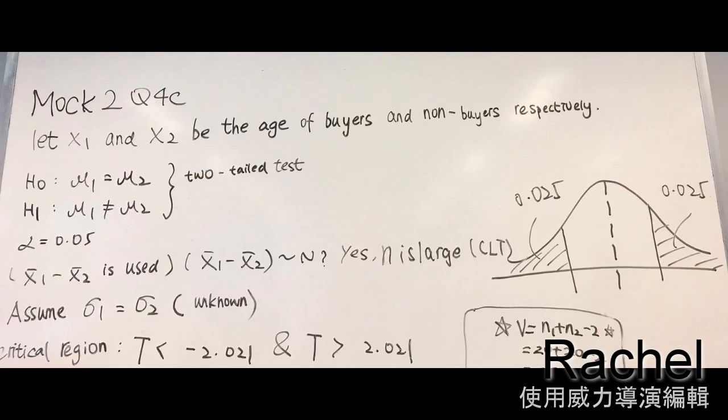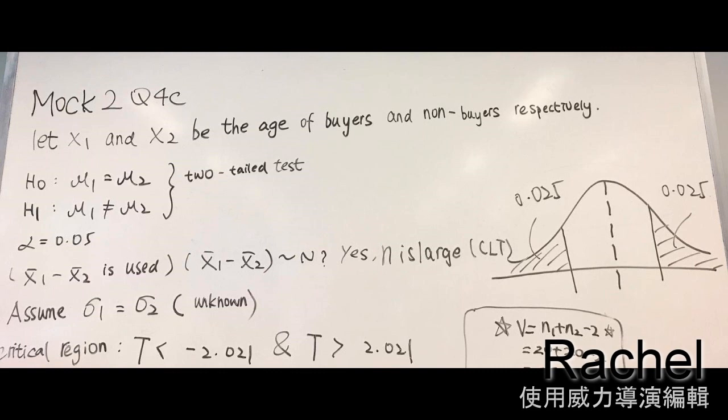I am Lo Wai Cheng Rachel. Today I will talk about question 4C in Mod 2. Firstly, we will let X1 and X2 be the age of biased and non-biased respectively. The hypothesis is mu1 is equal to mu2, and the alternative hypothesis is mu1 is not equal to mu2. The level of significance is 0.05.